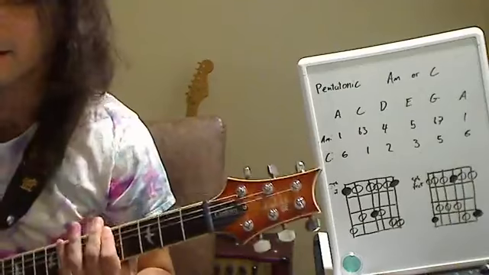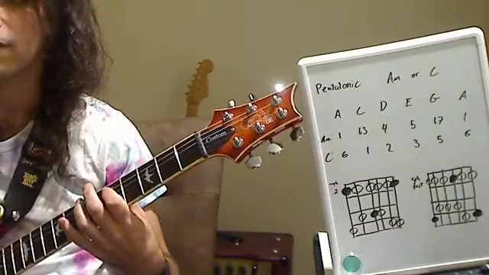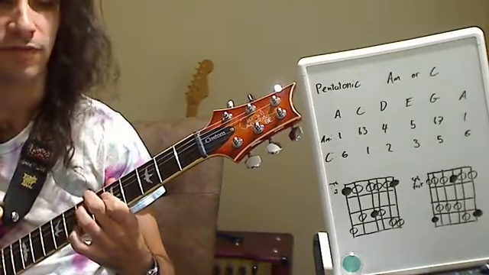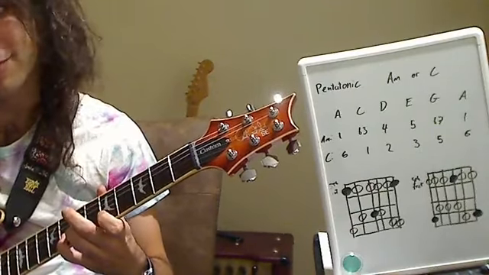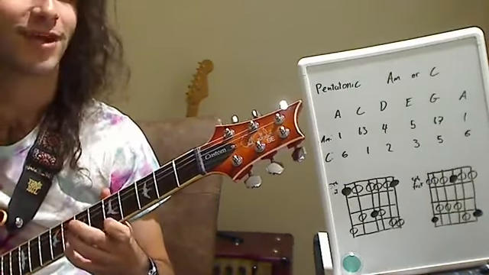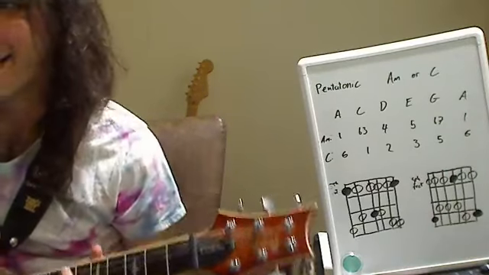This is the 5th fret, 8th fret, 5th fret, 7th fret, 5th fret, 7th fret, 5th fret, 7th fret, 5th fret, 8th fret, 5th fret, 8th fret. And that's your A minor scale.